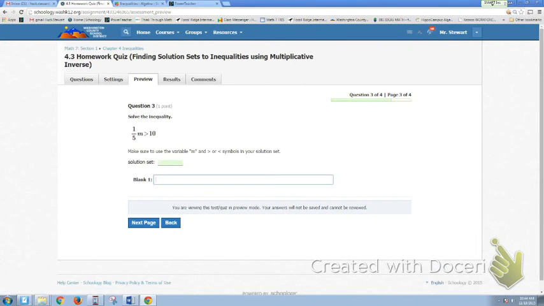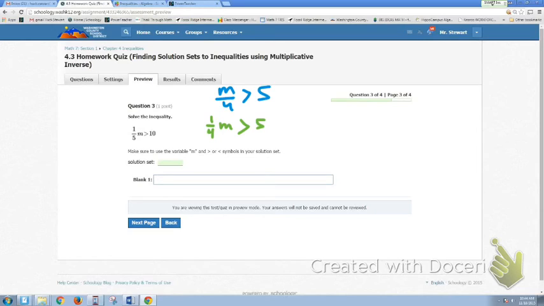Okay, same thing here. If you're looking at this, it's 1/5 m is greater than 10. Notice there's no negative 1/5, so this time the direction of the inequality isn't going to change. So I could make one up. 1/4 m is greater than, I don't know, 5, let's say. So I can think about this a few different ways. This can be written as an inequality of m over 4 is greater than 5.